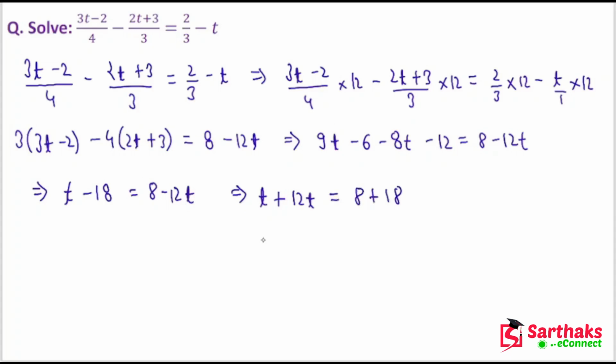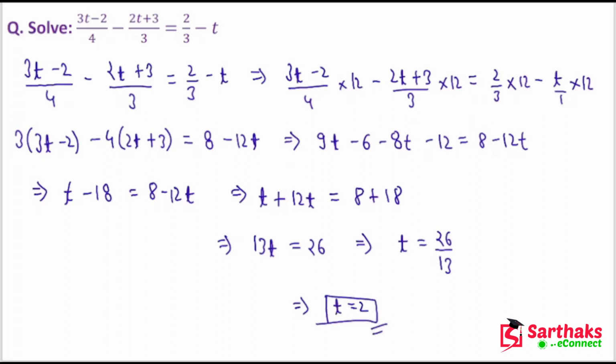Okay, this is how the method of transposition works. You can transpose minus 12t and you will get plus 12t on the LHS. Again you can transpose minus 18 from LHS and you will receive plus 18 on the RHS. So here we will have 13t is equal to 26. Dividing both the sides by 13, we will get t is equal to 26 upon 13, which finally gives us t is equal to 2.